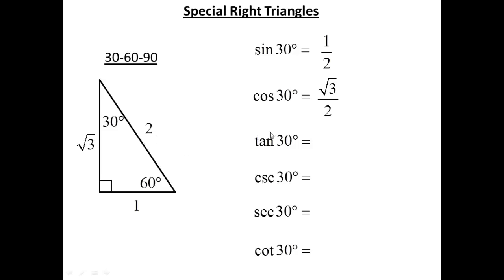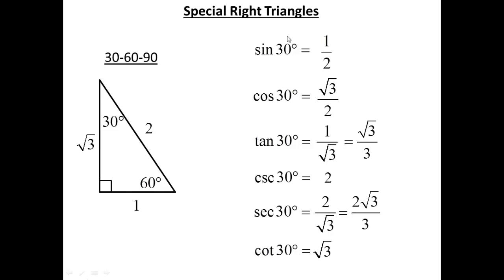And tangent of 30, I could just say tangent of 30 is sine over cosine, so it's going to be 1/2 divided by root 3 over 2, in other words, 1 over root 3. Or I could look at the triangle, opposite over adjacent, 1 over root 3, which of course rationalizes to root 3 over 3. The tangent of 30 is root 3 over 3. Cosecant, secant, and cotangent we can get by flipping, flipping, and flipping. So cosecant is going to be 2. Secant is going to be 2 over root 3, or 2 root 3 over 3. And cotangent will be root 3. So here are your sine, cosine, tangent, cosecant, secant, and cotangent ratios for 30 degrees.